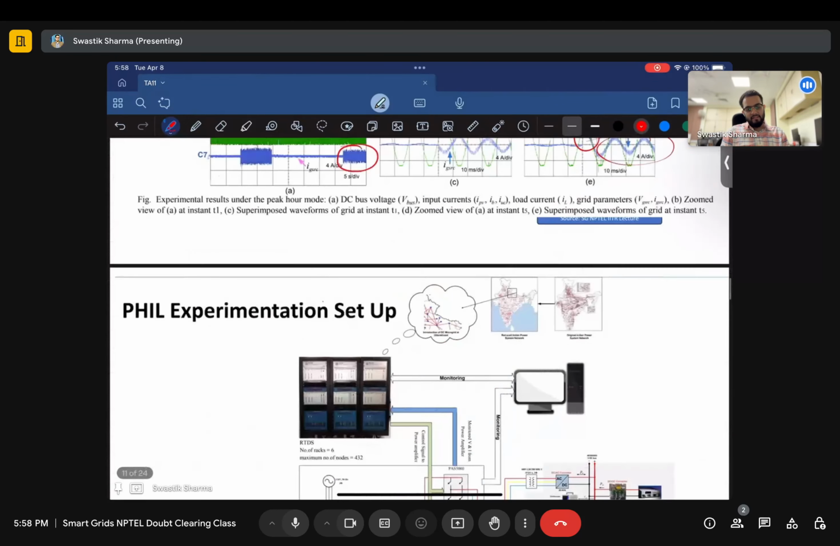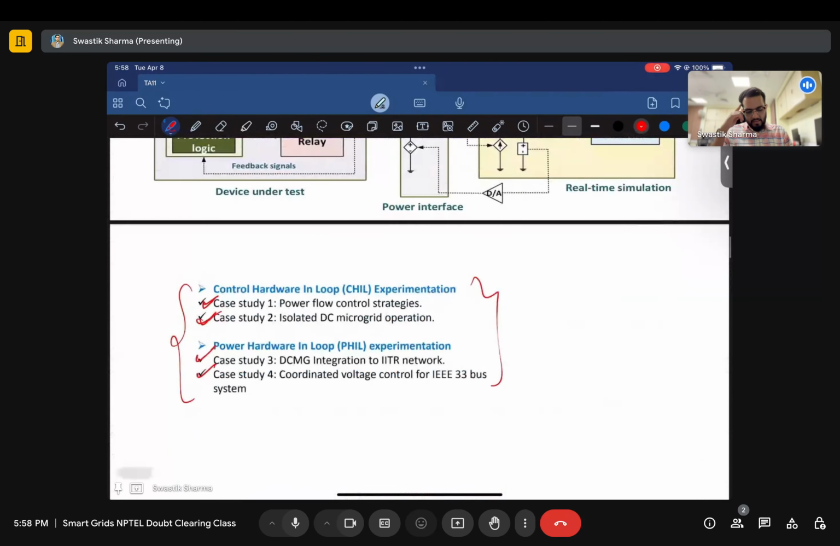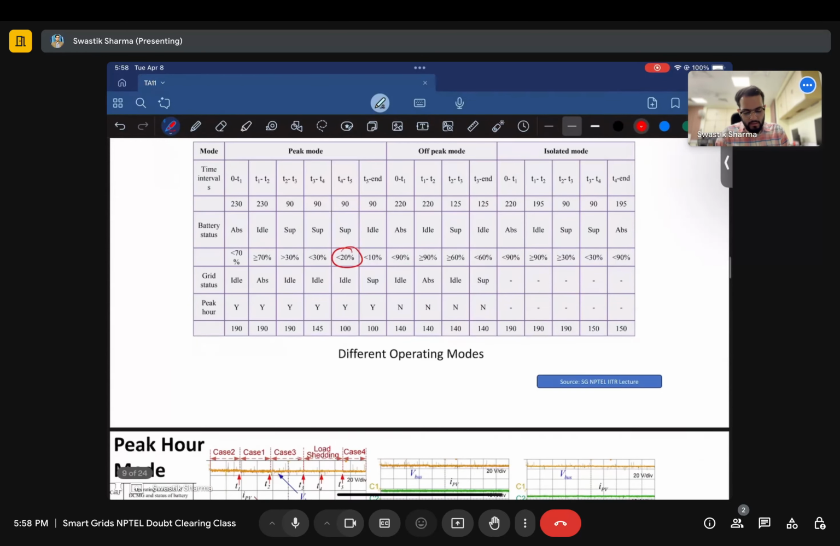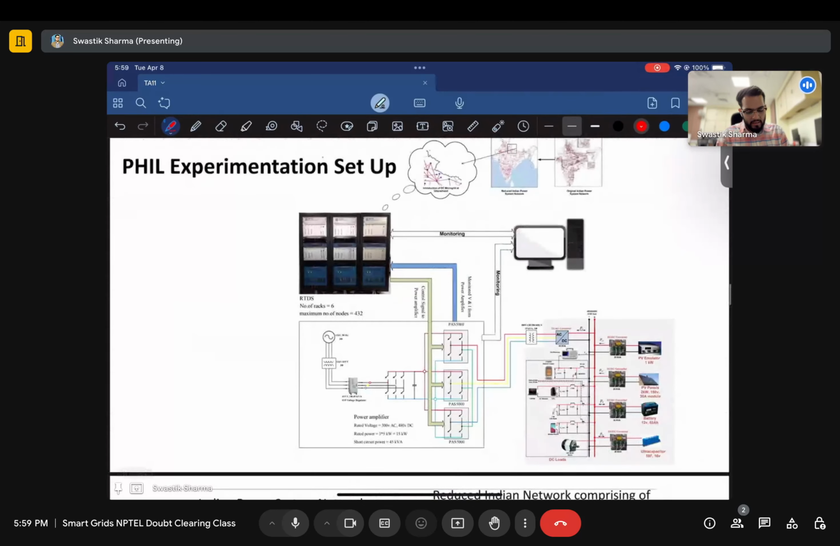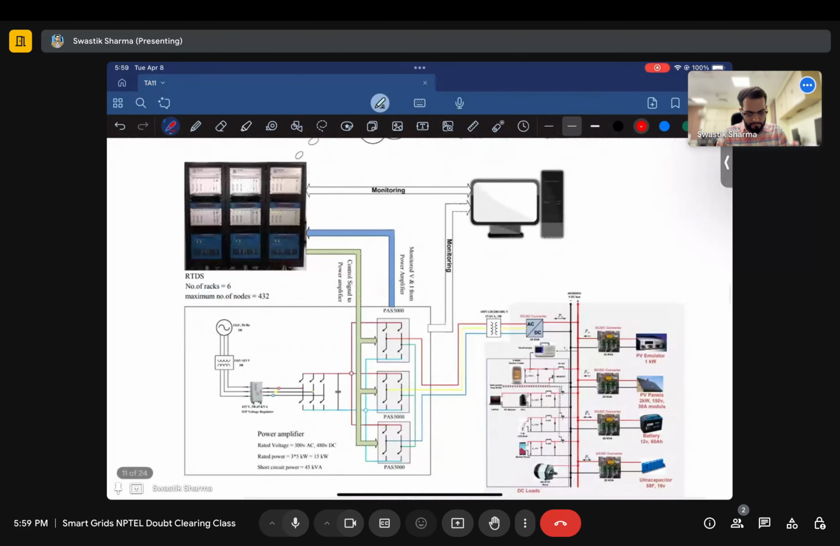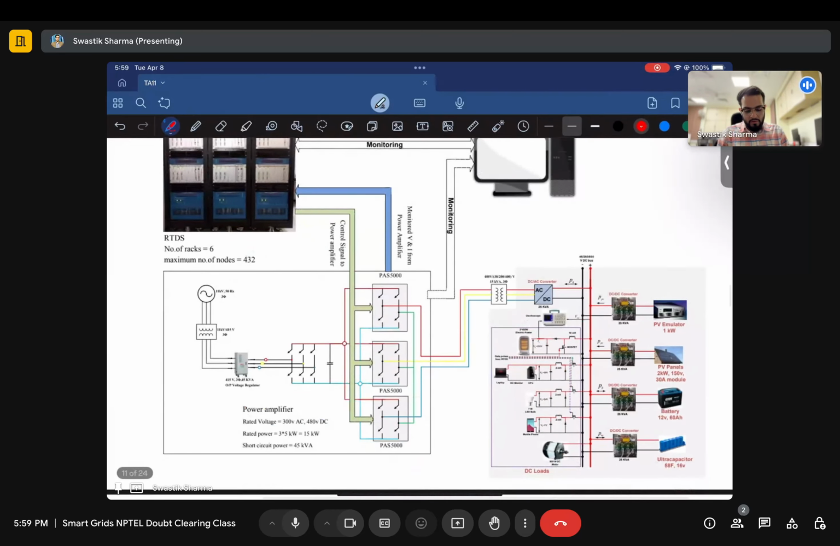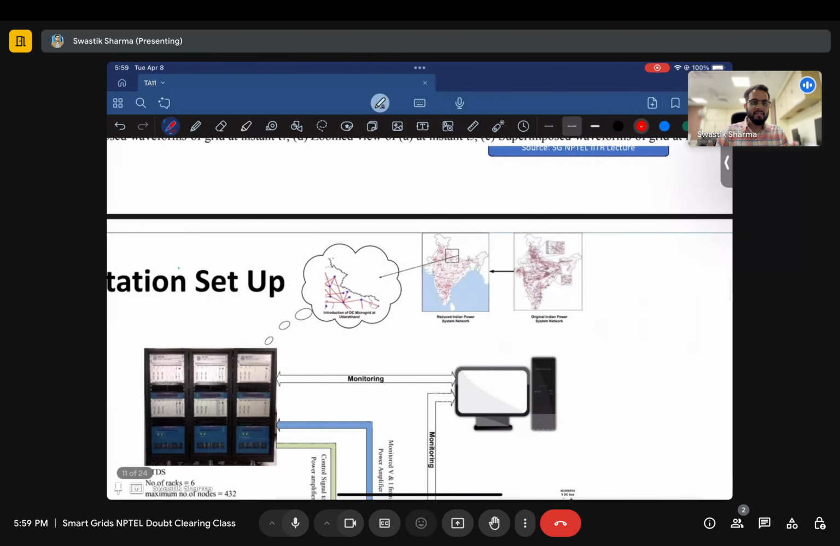The next thing that they discussed was a PHIL experimentation setup where they integrated a DC microgrid to IIT Roorkee's network, right? And how did they do it? They did it through this model. They used RTDS, but what they did was they controlled all of the power hardware, that is converters and anything that you have. And they modeled the system because they had to ensure that the DC microgrid is being integrated to the IIT Roorkee's network.